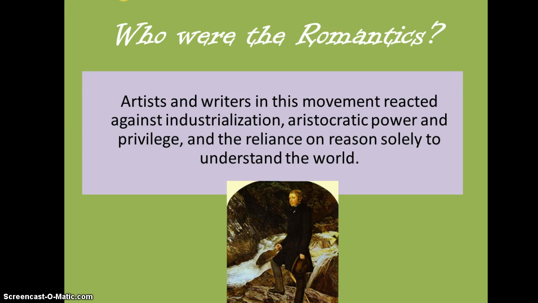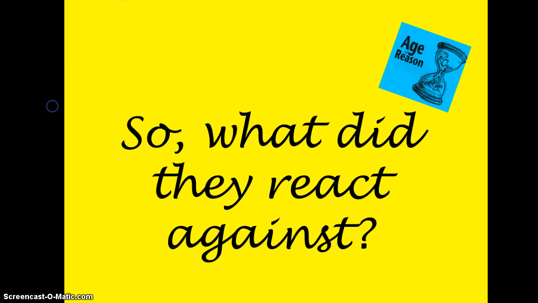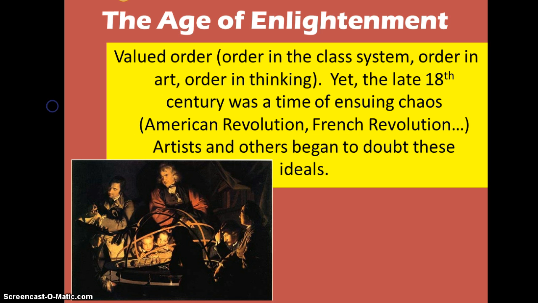Who were these romantics? Well, they were artists and writers. We also have musicians like Beethoven who reacted against elements such as industrialization, aristocratic power and privilege, and the reliance on reason solely to understand the world. So again, let's look more into what they were reacting against.